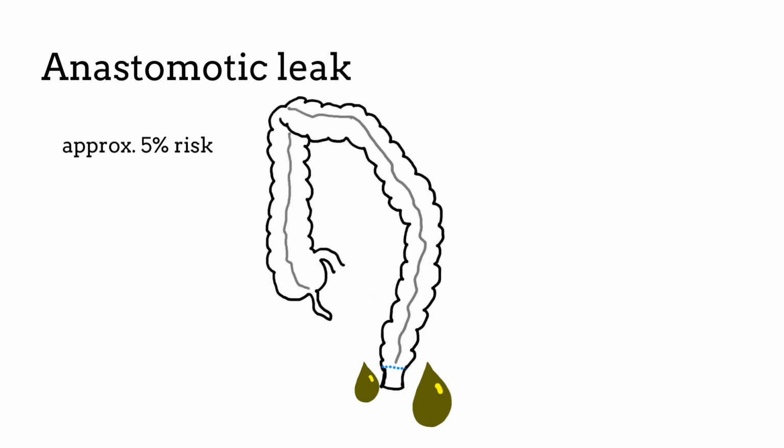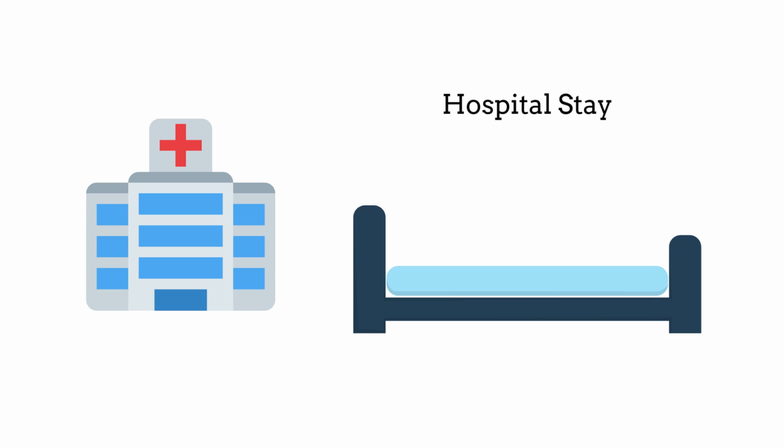Additionally, if the new connection does not heal properly or becomes infected, the bowel can leak. This is called an anastomotic leak. It can lead to a serious infection, which may sometimes require insertion of a drain by a radiologist, or rarely, an emergency surgery. You will typically stay in the hospital for 3 to 5 days following surgery.